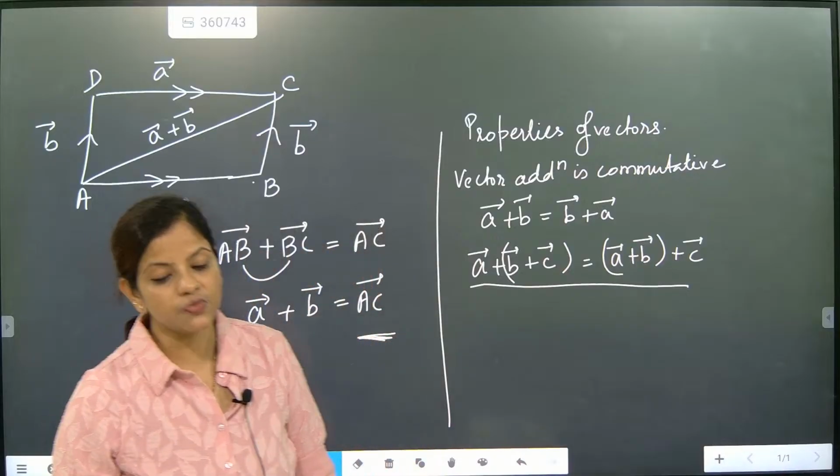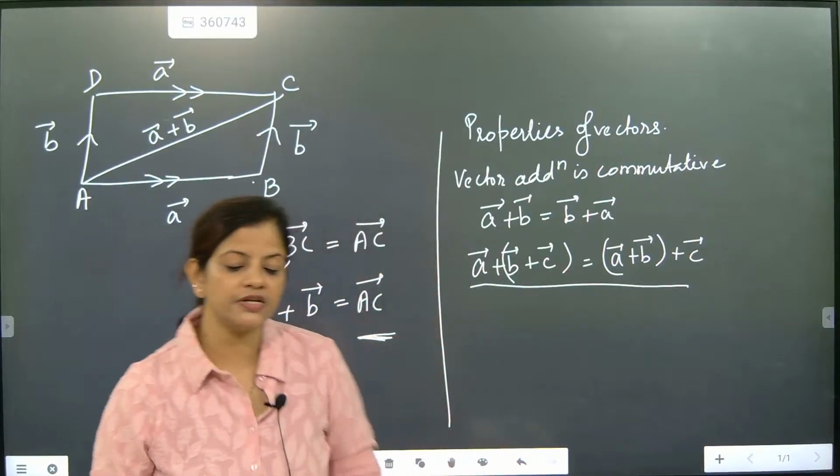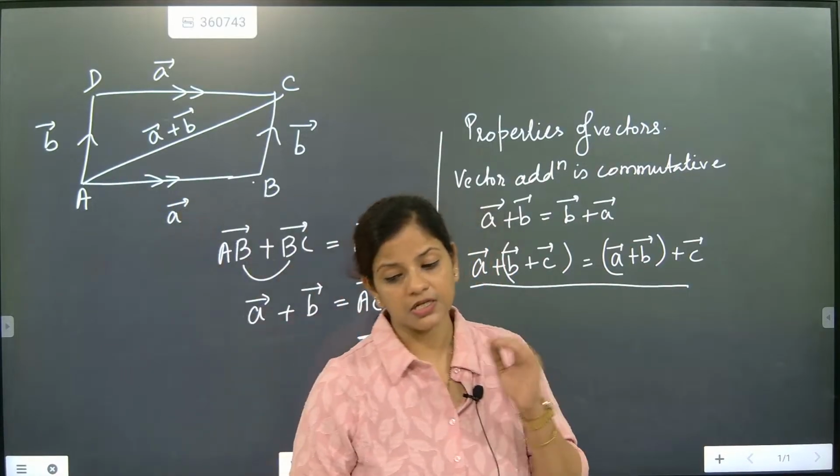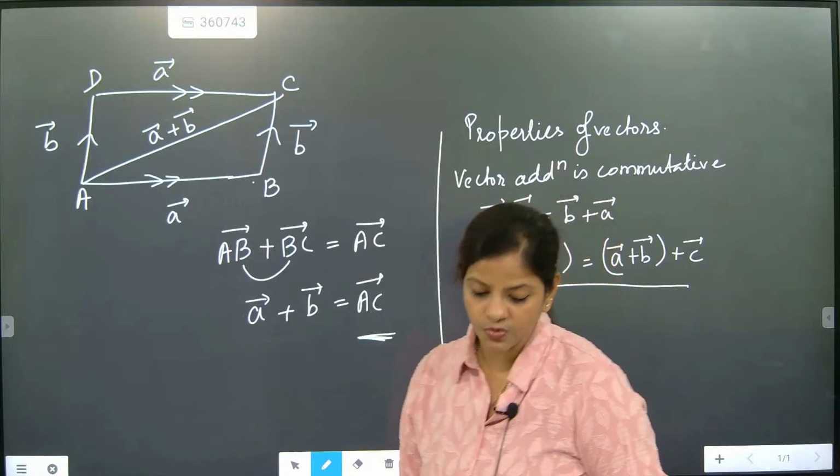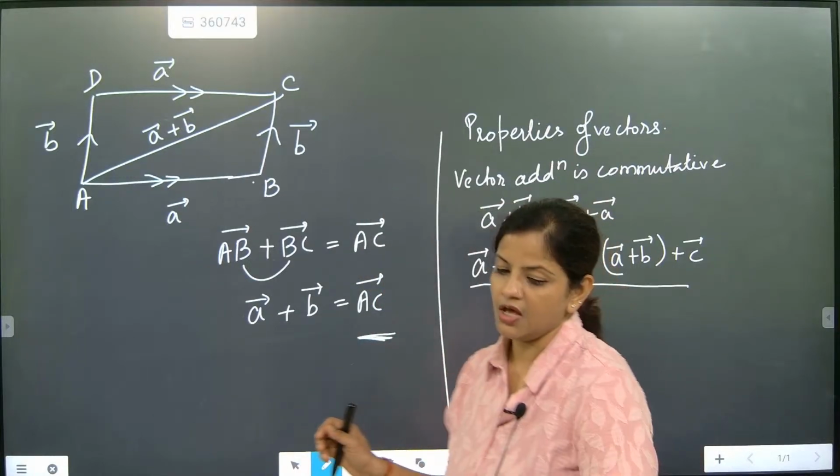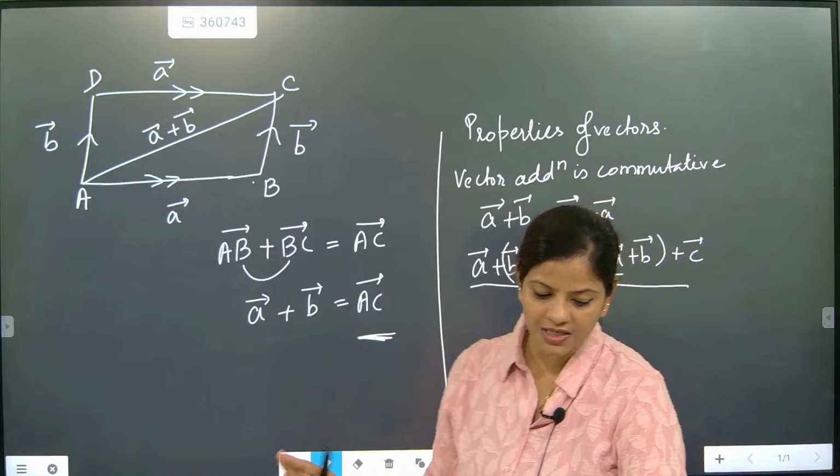Associativity means vector addition is associative. Vector addition is what, beta? Associative in nature. We need not prove it because they are not asking for this proof.